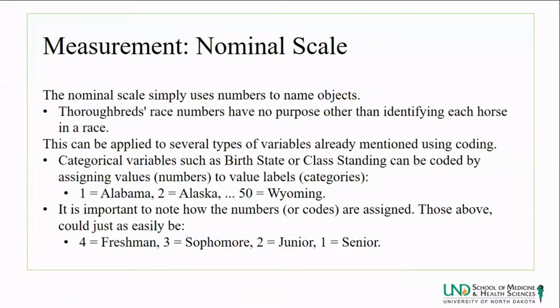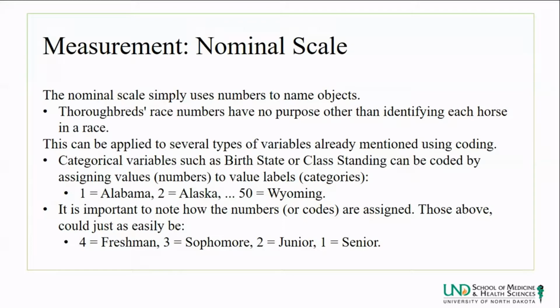Now we're going to go into a little more depth in each of these. So here we go, nominal scale. Naming things with numbers, right? If we think about thoroughbred horse racing, the numbers have no purpose other than to identify a particular horse in the race. This can be applied to several types of variables already mentioned using coding. Categorical variables such as the state you were born in or your class standing in college can be coded by assigning values or numbers to the value labels, which are the categories. So we have there the example 1 equals Alabama, 2 equals Alaska, 50 equals Wyoming.